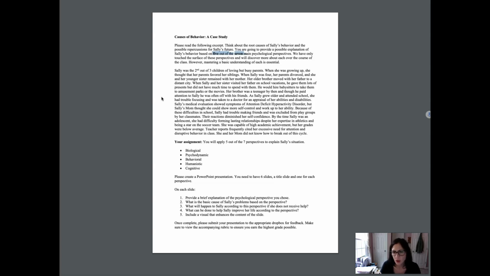As Sally grew older and attended school, she had trouble focusing, and when she was taken to a doctor for appraisal of her abilities and disabilities, Sally's medical evaluation showed symptoms of ADHD. But Sally's mom thought she could show more self-control and work up to her ability. Because of these difficulties in school, Sally had trouble making friends and was excluded from playgroups by her classmates. Their reactions diminished her self-confidence. By the time Sally was an adolescent, she had difficulty forming lasting relationships, despite her expertise in athletics, being a star on the soccer team. She was capable of high academic achievement, but her grades were below average. Teacher reports frequently cited her excessive need for attention and disruptive behavior in class. She and her mom did not know how to break out of this cycle.